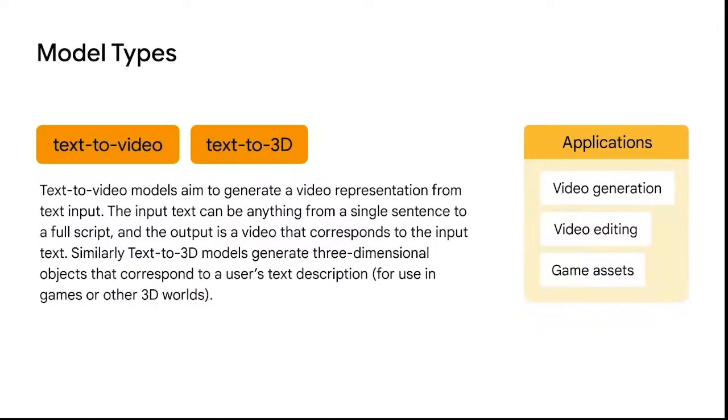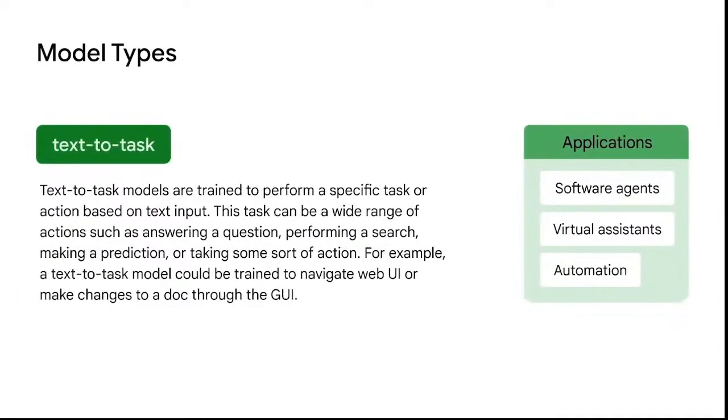There's also text-to-video and text-to-3D. Text-to-video models aim to generate a video representation from text input. The input text can be anything from a single sentence to a full script, and the output is a video that corresponds to the input text. Similarly, text-to-3D models generate three-dimensional objects that correspond to a user's text description for use in games or other 3D worlds. And finally, there's text-to-task.